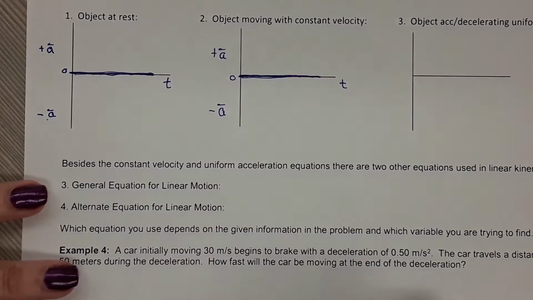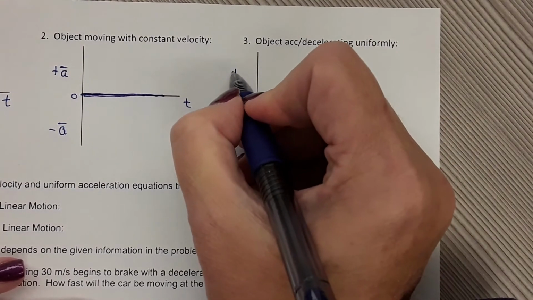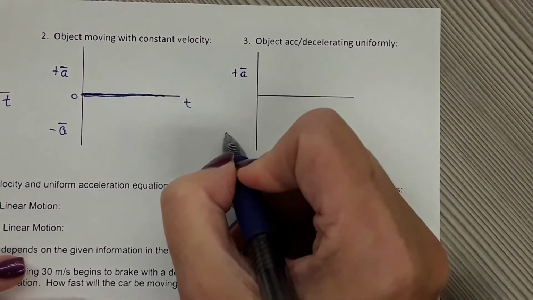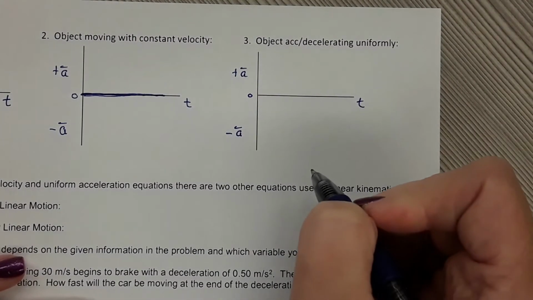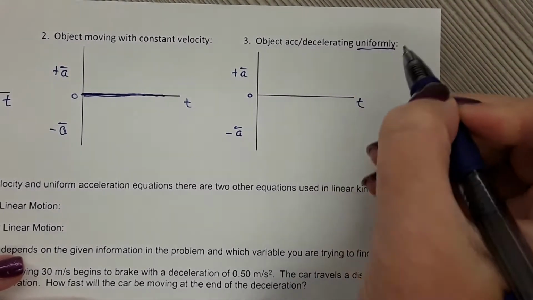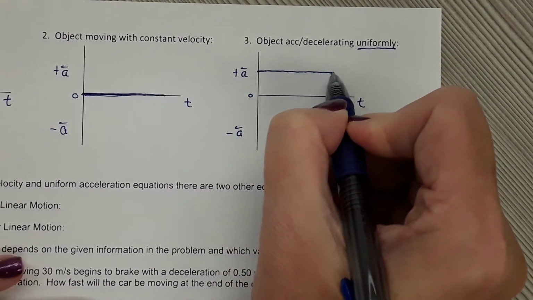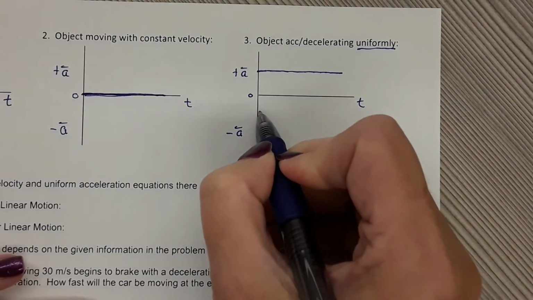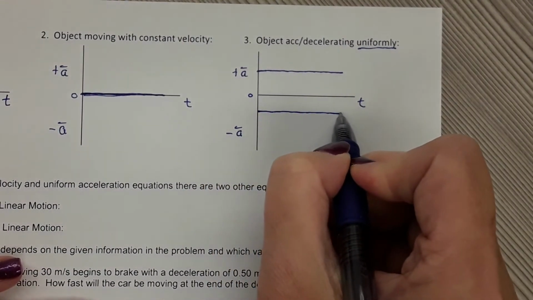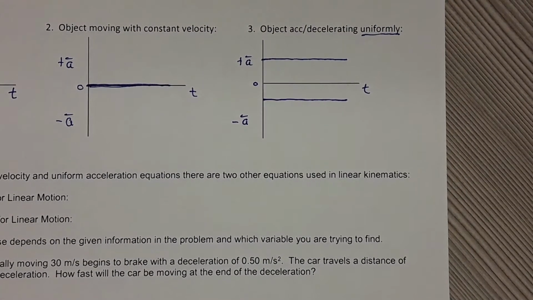Okay? An object that is accelerating uniformly would have a non-zero acceleration increment, and as long as it's uniform, that increment never changes. So you could have a positive value increment that you're adding to your velocity, or you could have a negative value increment that you're subtracting from your velocity. Either one, okay?